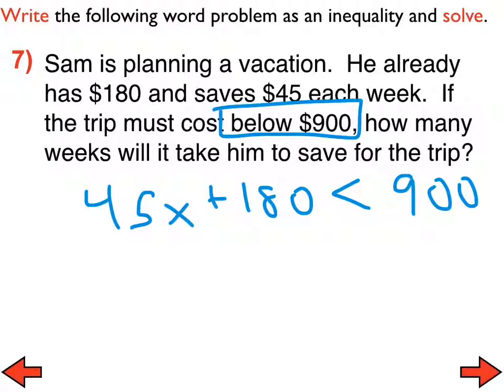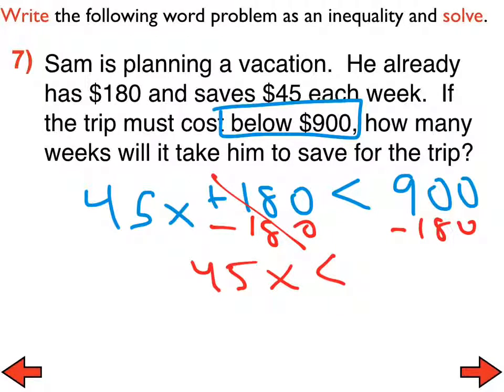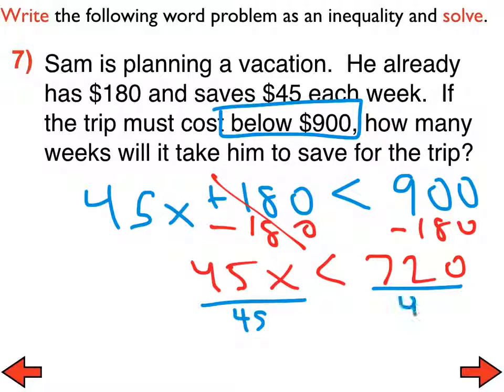Lily, will you tell us the first step to solving it? And what does that give us? 720. Let's have Ariana, what's the next step? Divide 45 from 35 and 720. Very good. And let's have you share your answer.